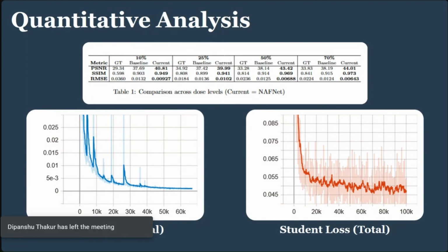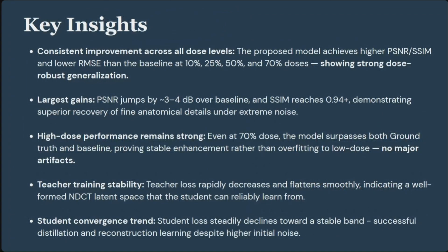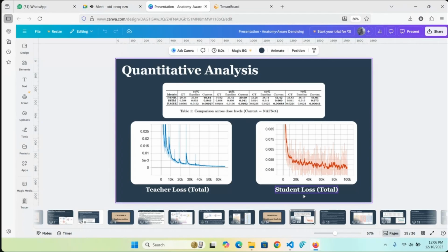Our model shows a consistent improvement across all the dose levels, and we achieve around 40 to 44 decibel PSNR and SSIM above 0.94, with some samples reaching 46 to 47 decibels as well. The teacher loss converges quickly, forming a clean latent space, while the student loss steadily decreases and stabilizes, showing successful distillation. Before going to the key insights, let's first look at how we draw these results and especially the plots from our code.